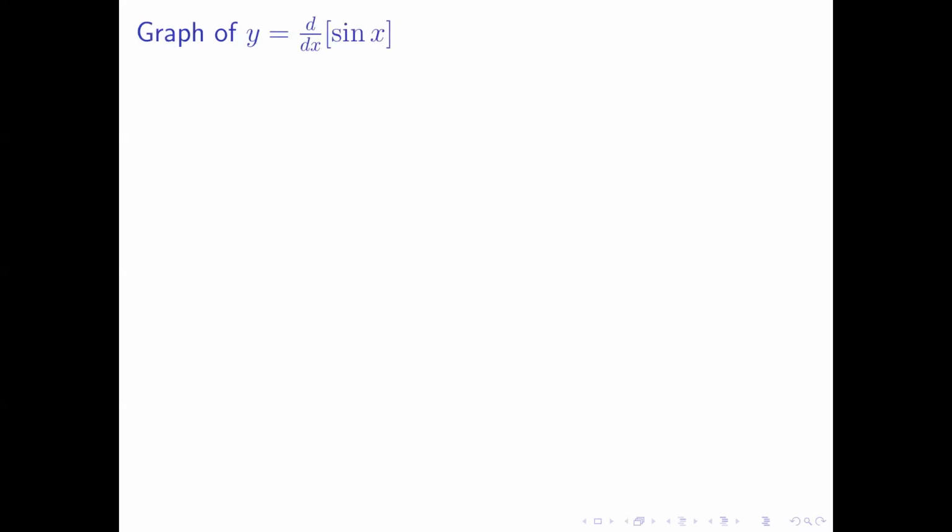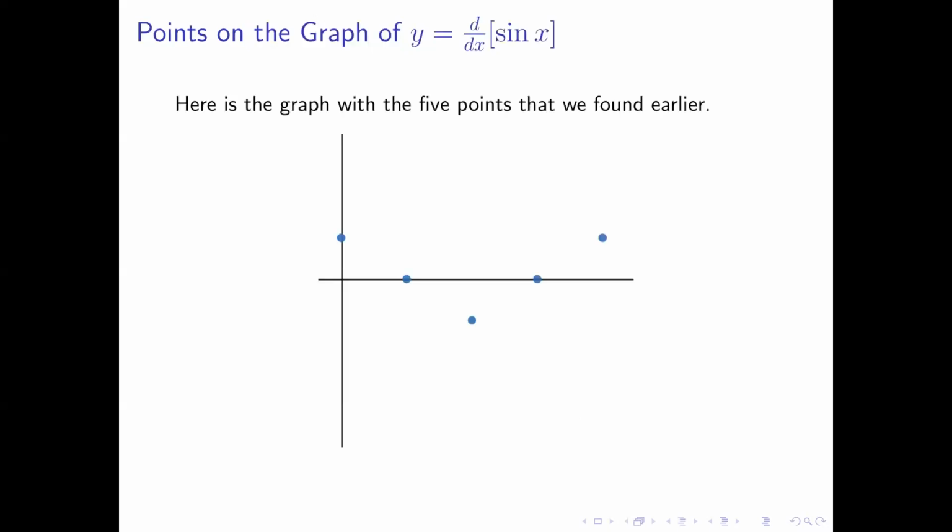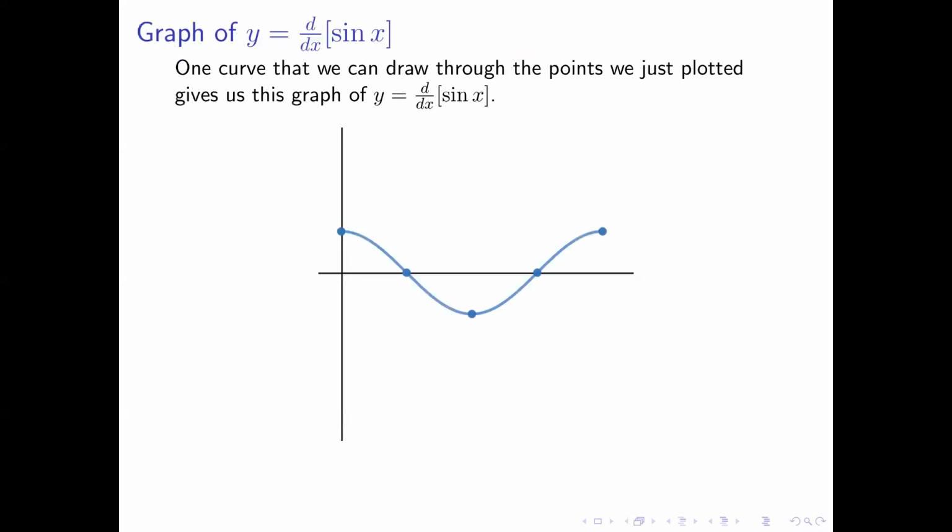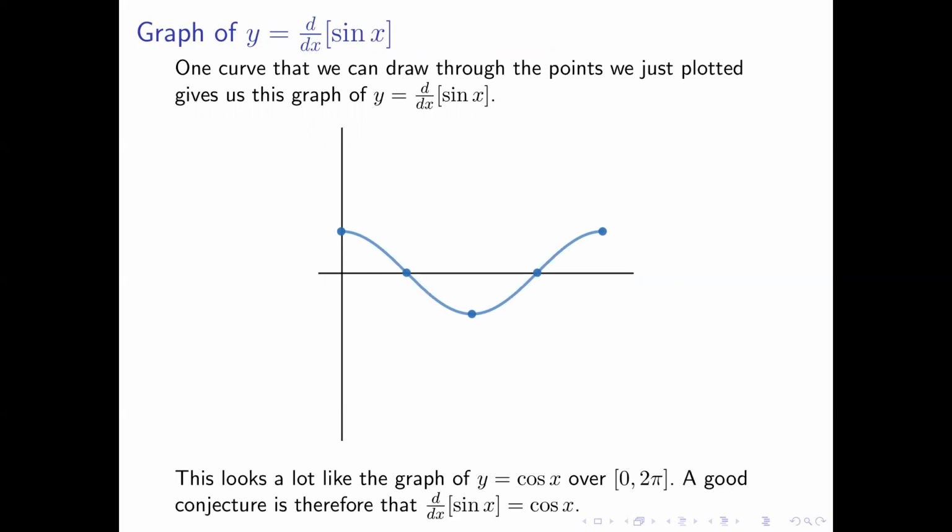Now, if we fill in more of that graph, just by looking at the pattern that we saw, here's what we'll get. And that might look familiar. That looks like the graph of the cosine function from where x equals 0 to where x equals 2 pi. And so a good conjecture that we might make, a kind of prediction, is that the derivative of the sine of x is the cosine of x.